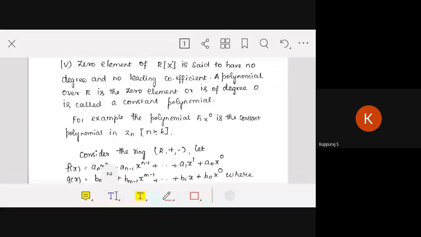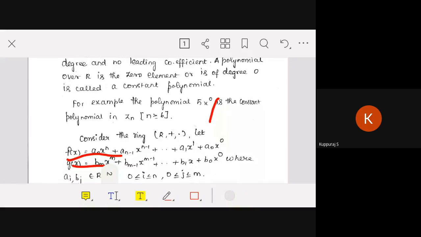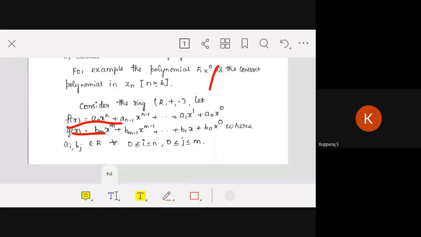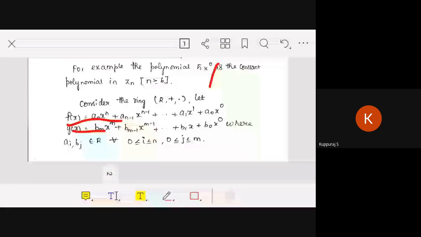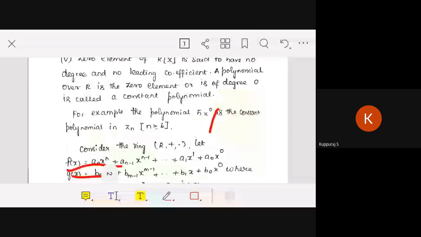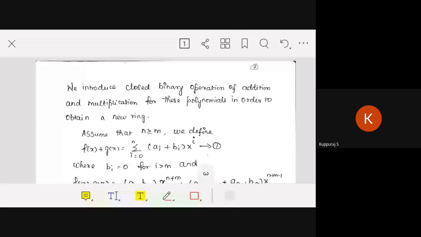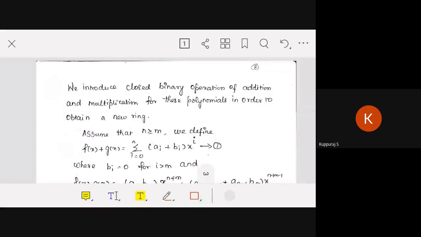Next, I'm going to define two polynomials, f of x and g of x. Both have degree n and m, where i lies between 0 to n and j lies between 0 to m, because we take the coefficients a_i, b_j belonging to R. Now I'm going to define the addition and multiplication of these two polynomials. Both the coefficients belong to R, so it is a polynomial ring.